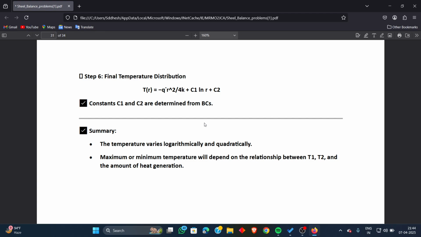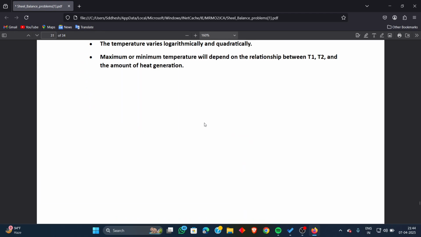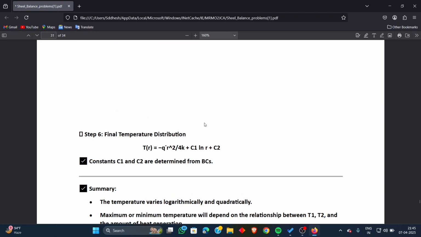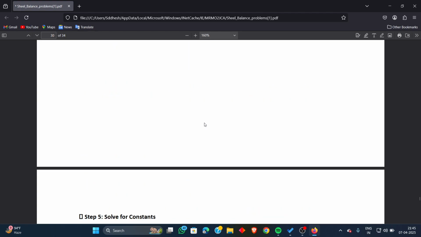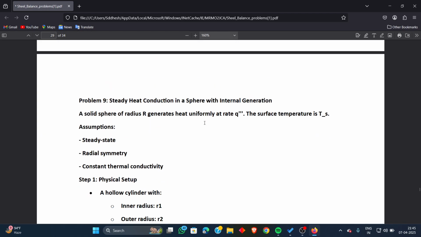Summary. The temperature varies logarithmically and quadratically. Maximum or minimum temperature will depend on the temperature between T1, T2 and the amount of heat generation. These are all the steps that we have got in problem 9. We'll discuss all the steps again so that we can understand the problem easily.